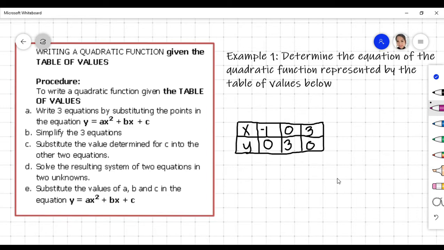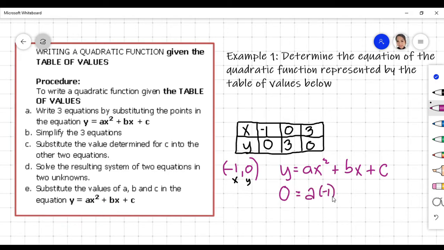Okay, so the first equation will be for the point negative 1, 0. Negative 1, 0. So we will substitute that to y equals ax squared plus bx plus c. So this is our x. Basically, this is your x and this is your y. So substituting that, your y is 0. Your a is unknown. X is negative 1, so negative 1 squared, plus b times x, negative 1, plus c.